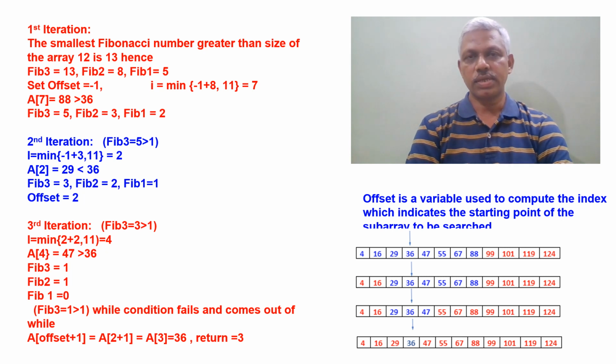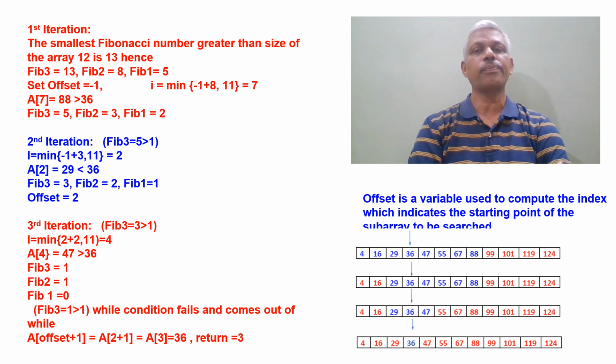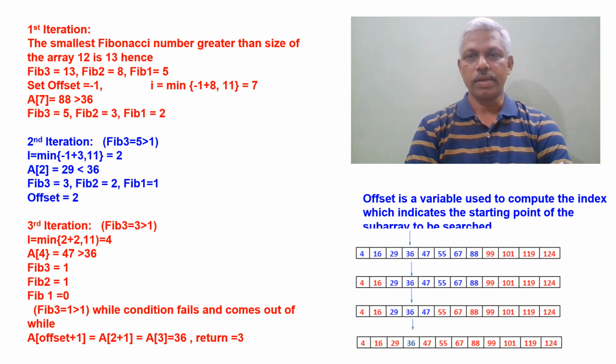Initially we set the offset as -1, and we compute I, the split point, as the minimum of -1 plus fib2, 8, comma, 12, the size of the array, and -1.